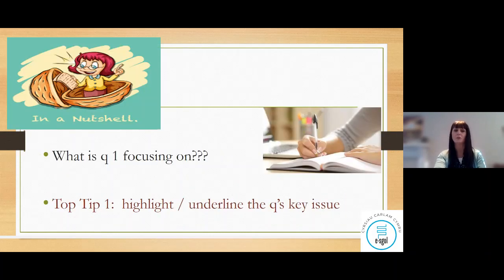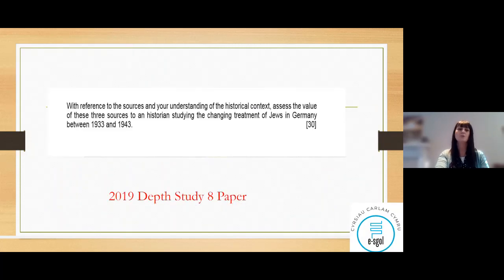Well, in a nutshell, what it means is, what is question 1 focusing on? And you have to make sure that in your answer you focus on exactly the information that they want for the answer. So your first top tip from me is to highlight and underline the question's key issue. Now you will have done this when you did your year 12 as well. I'm sure your teachers would have advised you to do this. So we know the stem of the question. Okay, what we need to do now is to look at the key issue.